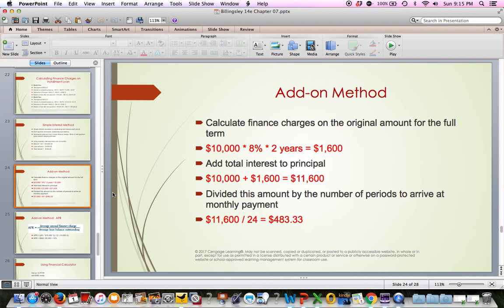With the add-on method, finance charges are calculated on the original amount for the full term. $10,000 times 8% times 2 years is $1,600. We add that on to the $10,000 for $11,600. Divide that by 24 payments, and each payment is then $483.33. So there are lots of ways to do that.